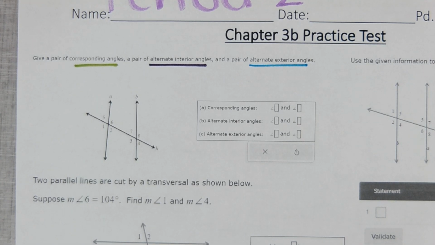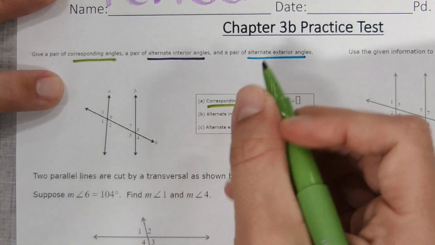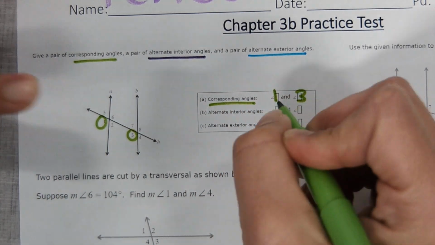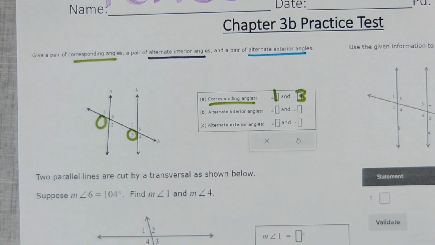So the 4 sets of corresponding angles are shown up on the board here, and you just have to choose one of those sets. I'm going to try to keep the colors consistent. Corresponding angles would be like 1 and 3. If you already did this problem and you chose something else, that is fine as long as they are corresponding angles.